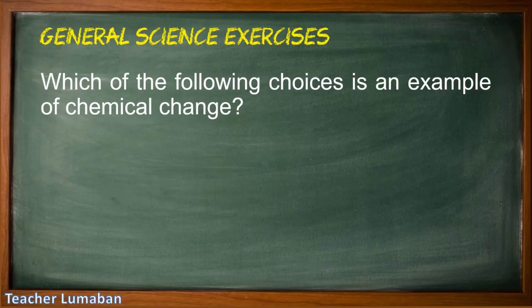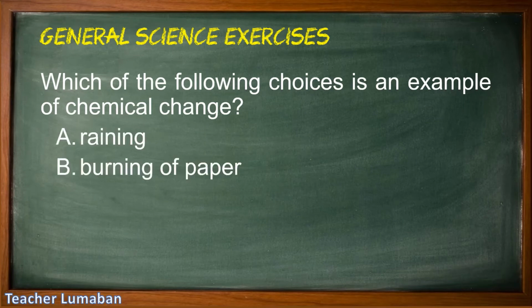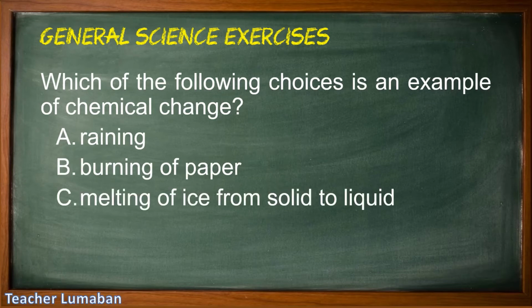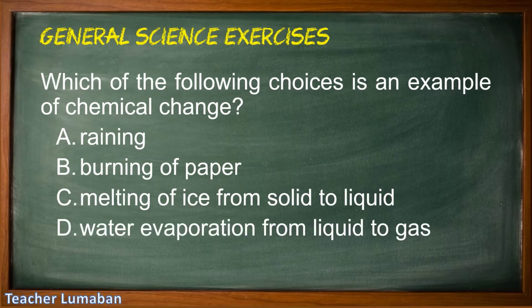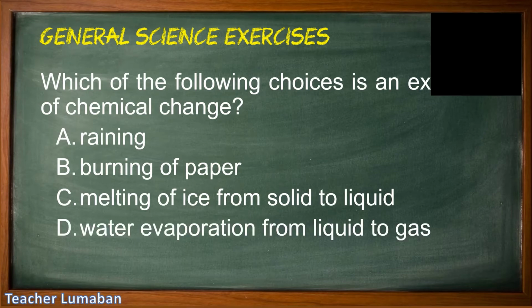Which of the following choices is an example of chemical change? Letter A, raining. Letter B, burning of paper. Letter C, melting of ice from solid to liquid. Letter D, water evaporation from liquid to gas. Please choose the suitable answer to the following choices in 5 seconds.